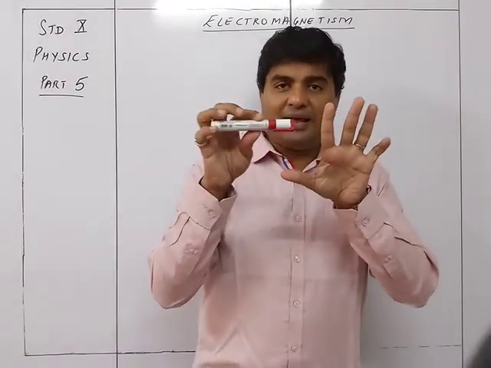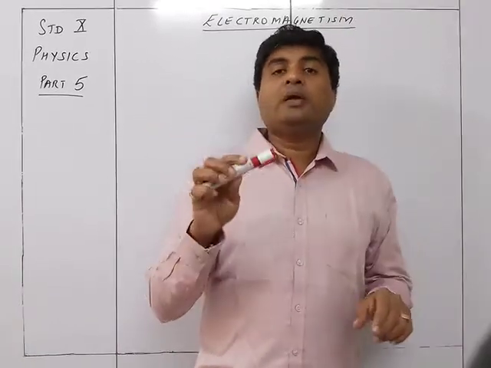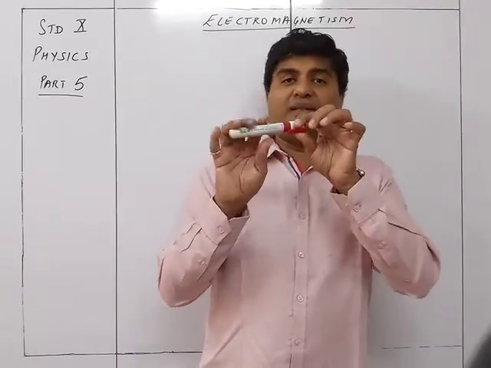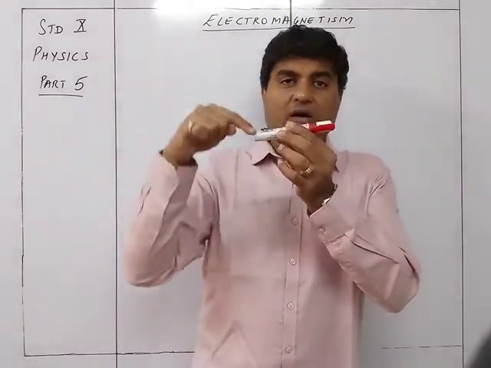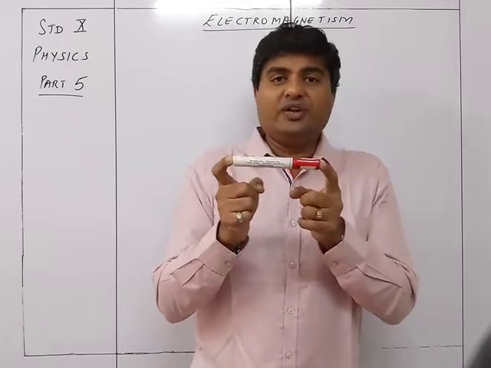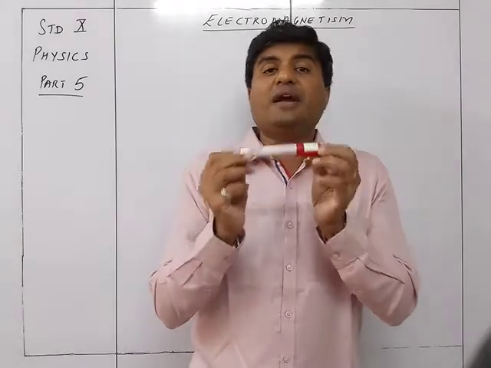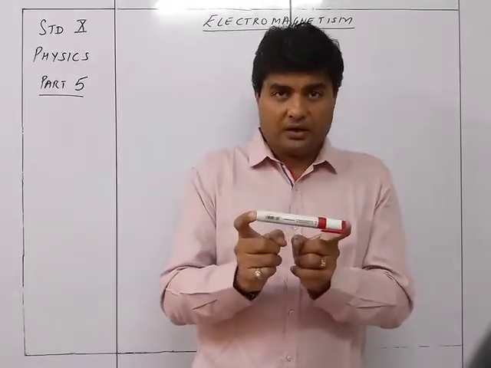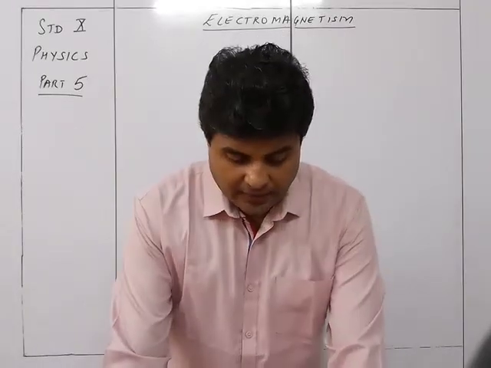And if this linking keeps on changing, if the number of field lines which is cut by this conductor keeps on changing, then the ends of this conductor will produce an EMF, that is, a potential difference will be produced between the ends of the conductor. That means a current can flow through this particular conductor.